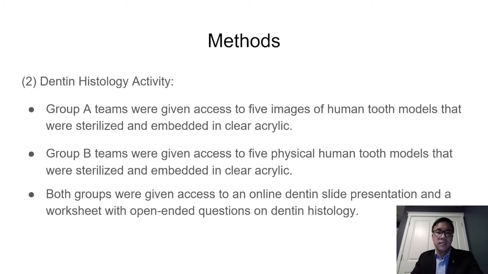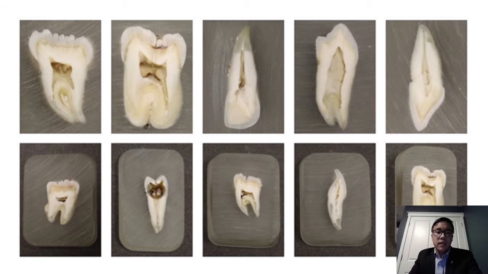Those open-ended questions asked the students what they saw regarding the mantle, the circumpulpal, primary, secondary, and tertiary dentin, lines of von Ebner, sclerotic dentin, and dentinal tubules. In this slide, the top row represents the images that the groups had access to depending on which activity they participated in, while the bottom row represents the physical tooth model that students could actually pick up and manipulate in their hands, depending on which activity they participated in.